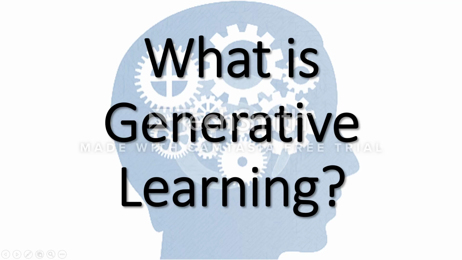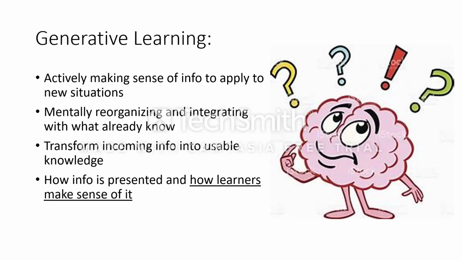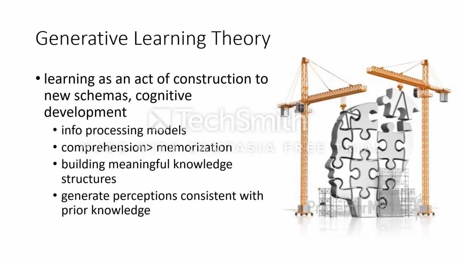What is generative learning? Generative learning is actively making sense of information to apply to new situations. You can do this by mentally reorganizing, integrating the new information with what you already know. The idea of doing this is transforming information into usable knowledge. Most times, teachers focus on how they present the information, but we also need to focus on how learners make sense of the information we're presenting.